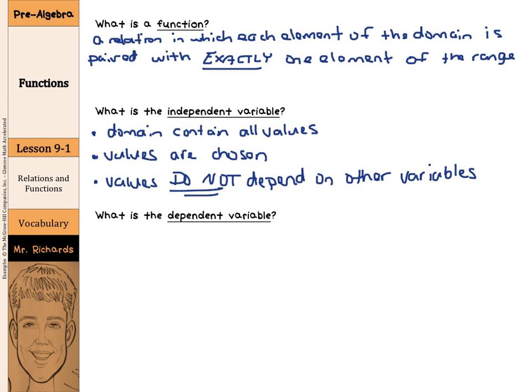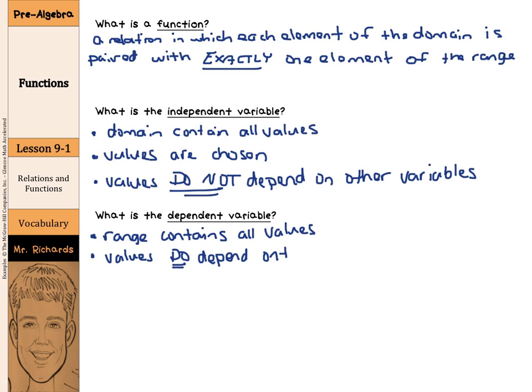Contrast that with dependent variables. Well, the domain has all the independent, so the range contains all values of the dependent variable, and the values do depend on the values in the domain. So the dependent variables depend on what the independent variables are.